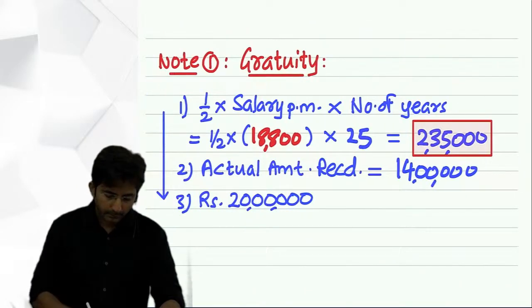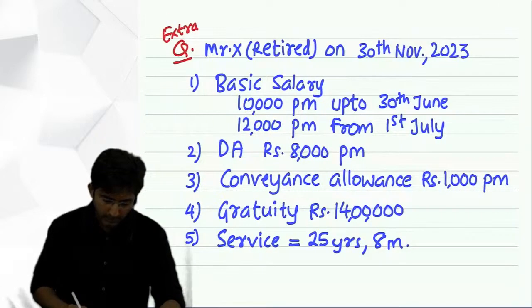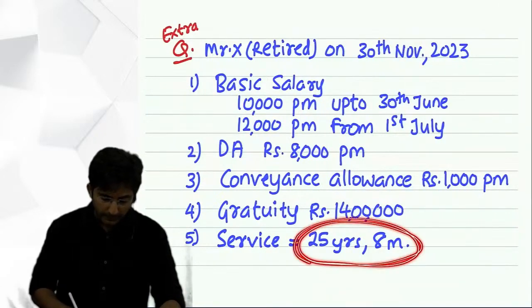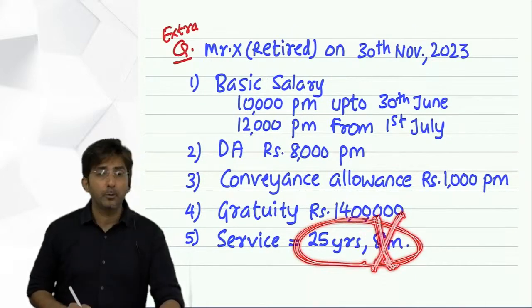Okay, then half into 18,800 into number of years of service. In my question, it was how much? 25 years, 8 months it was. But we have to ignore the fraction. Fraction should be rounded off in POGA employee.